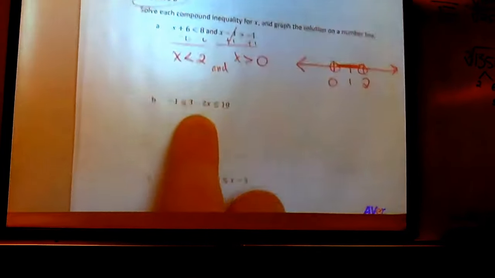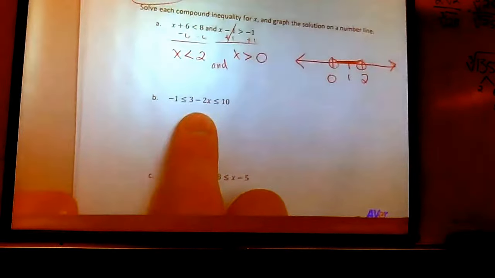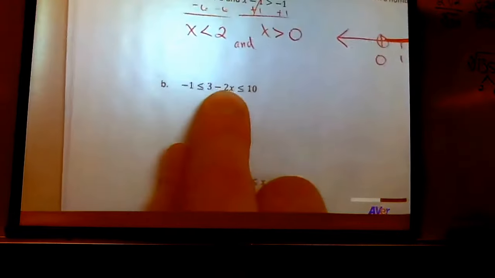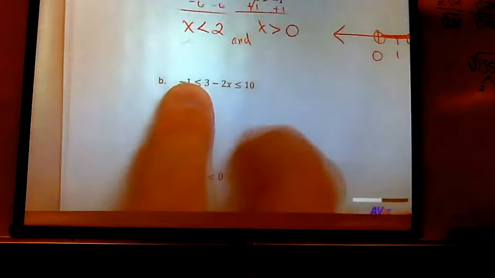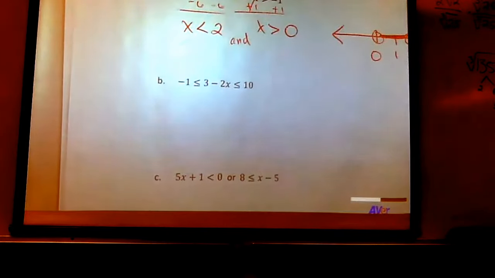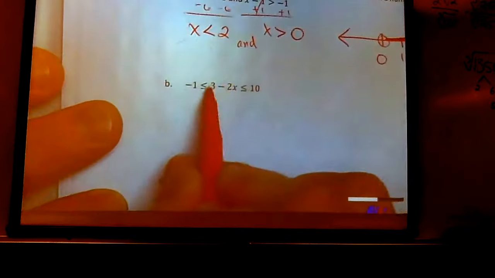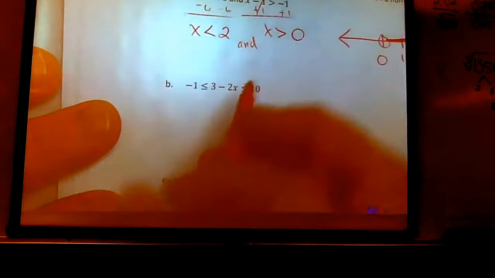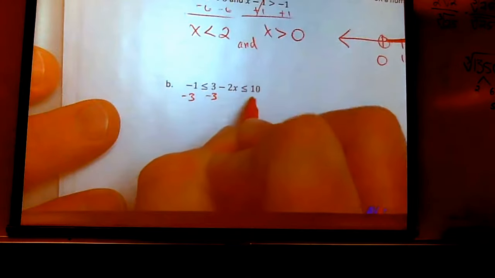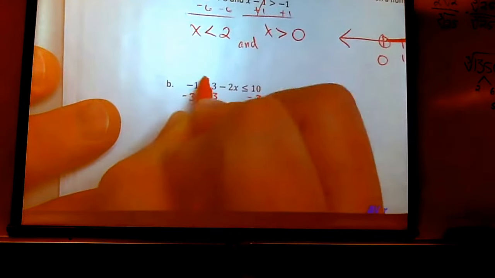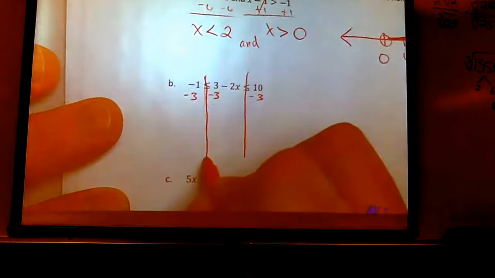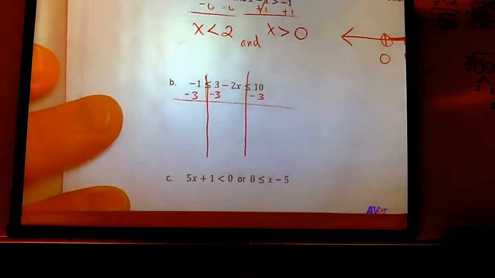On this one, add 1. No, okay, see, a lot of people do this; you want to get x by itself in the middle. So we'll minus 3 first, from everything. So we read everything, minus 3, from all 3 sides, I guess you'd call it. Because there's only one x in the thing.